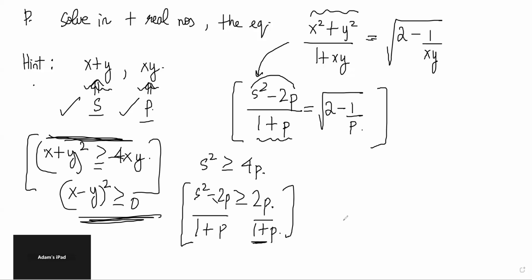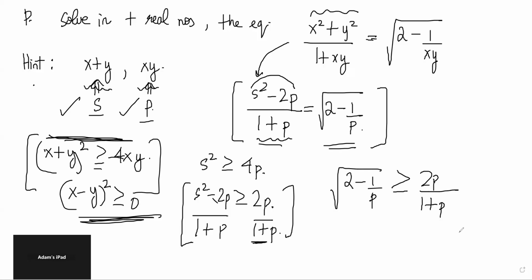Yes. So the benefit of that is that I know this is equal to this, right? Yes. Can we say root over 2 minus 1 over p will be greater than or equal to 2p by 1 plus p? Yes. Now I have only one variable, correct? Yes. I have basically removed my variable s and I am getting a single variable inequality.